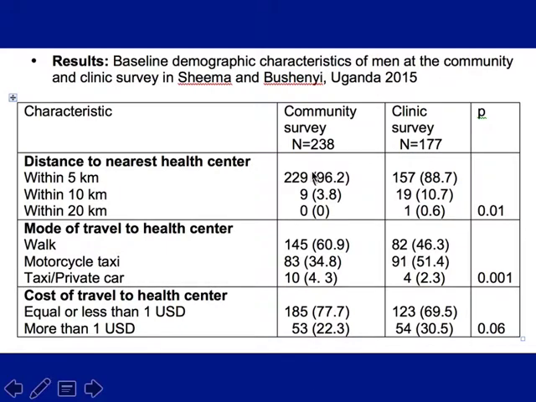The majority of people, like 96%, have some sort of health center within 5 kilometers of where they live. Most people walk there. About half of people would come to the clinic by boda, almost never in a private car. And the cost of getting to clinic for about 1/3 of the people is more than $1 US.